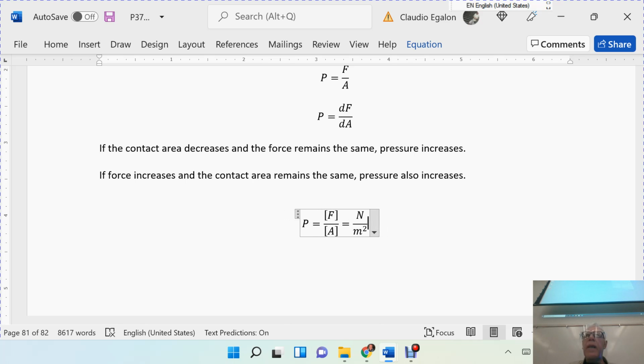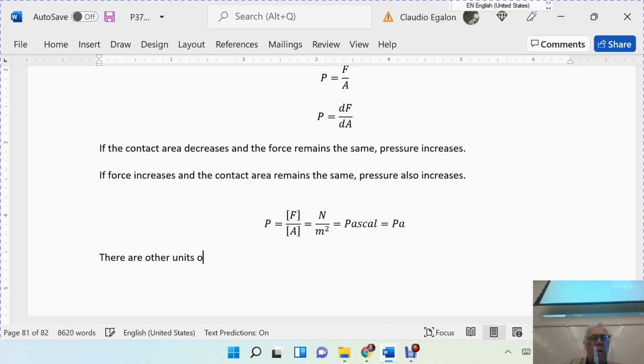Okay? This unit shows up so frequently that we give it a name. We call it Pascal. Pascal, we abbreviate by Pa. Okay? There are other units of pressure.